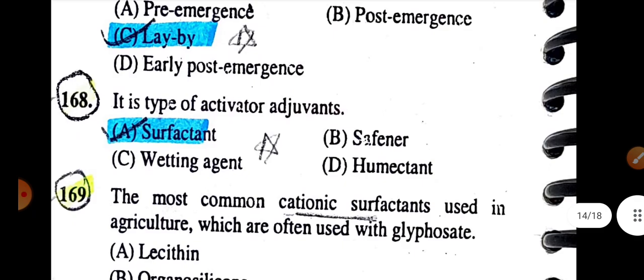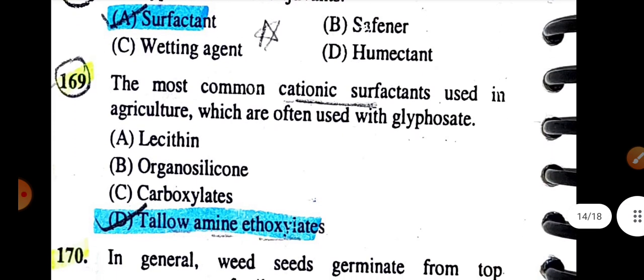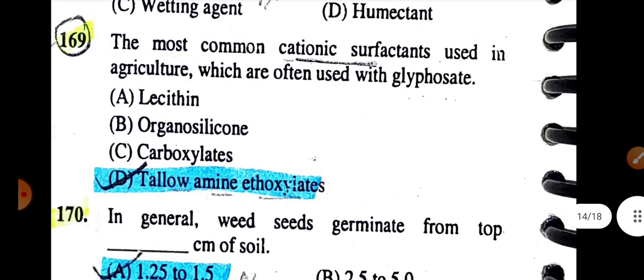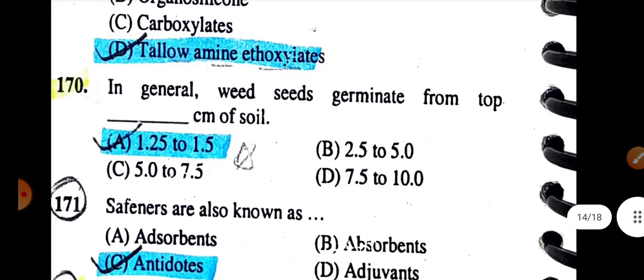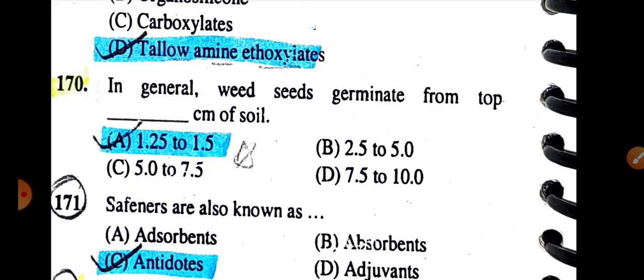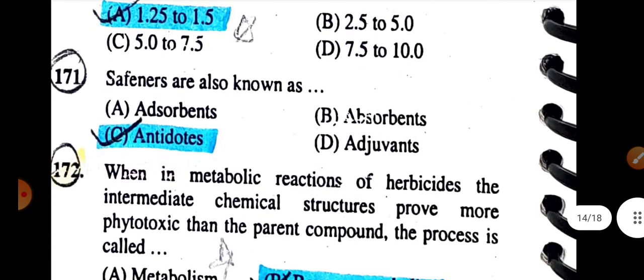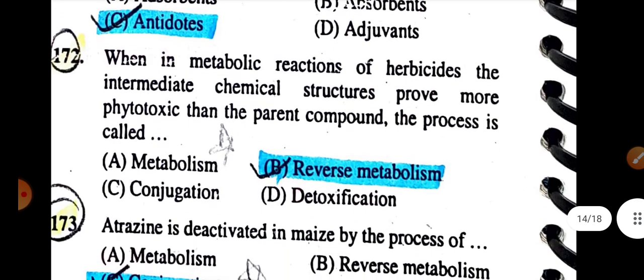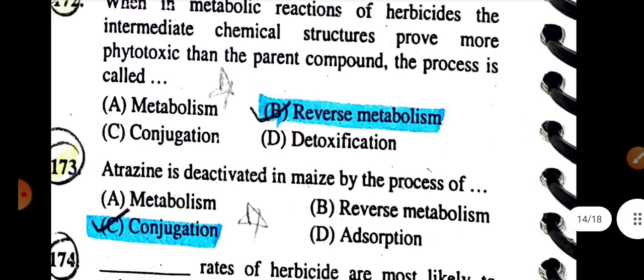It is a type of activator adjuvant is surfactant. The most common cationic surfactant used in agriculture, which is often used with glyphosate, is tallow amine ethoxylate. In general, weed seeds germinate from 1.25 to 1.5 centimeter of soil. Safeners are also known as antidote. When in metabolic reaction of herbicide, the intermediate chemical structure proves more phytotoxic than the parent compound, the process is called reverse metabolism.